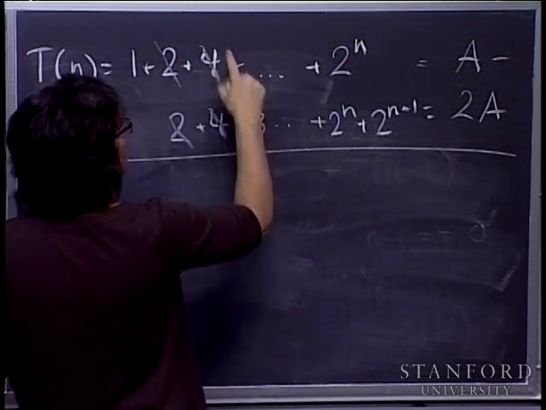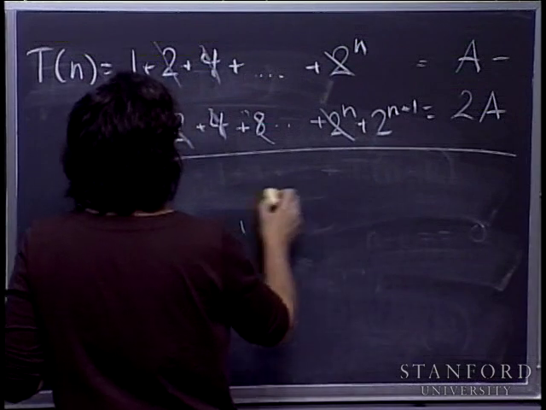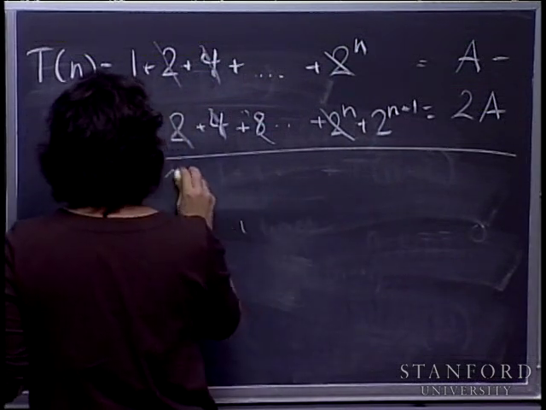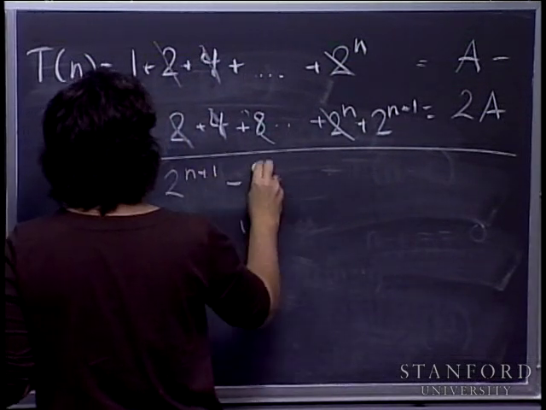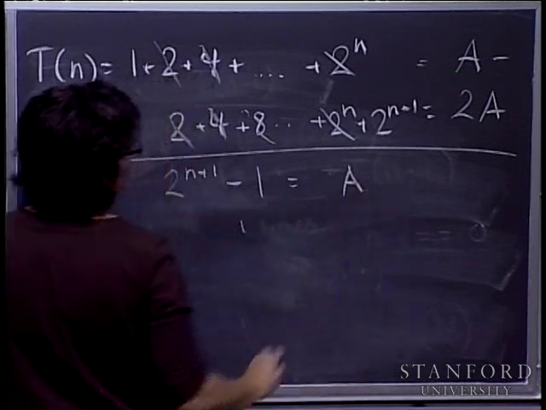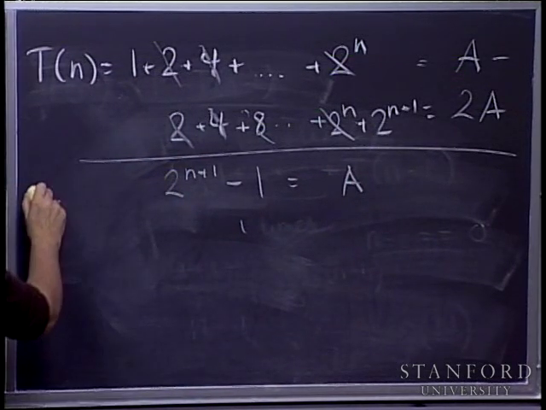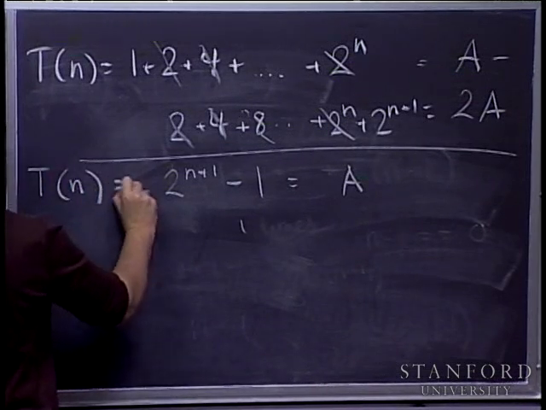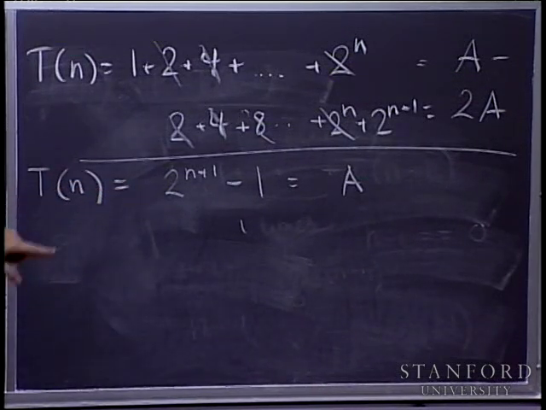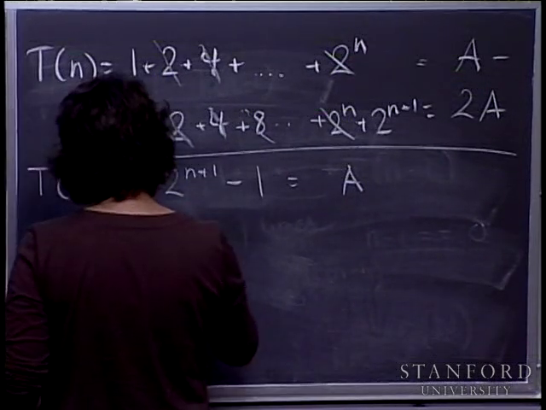If I have this minus this all the way across, the terms I'll be left with are 2 to the n plus 1 minus 1. That is A subtracted from 2A, so the T of n that I'm looking for is 2 to the n plus 1 minus 1. That's my term there.